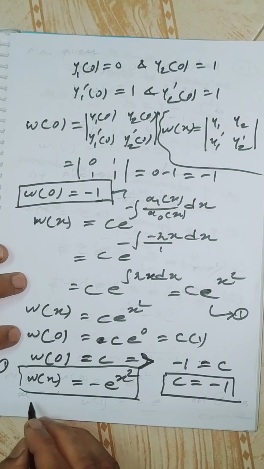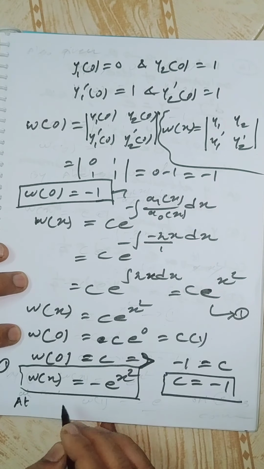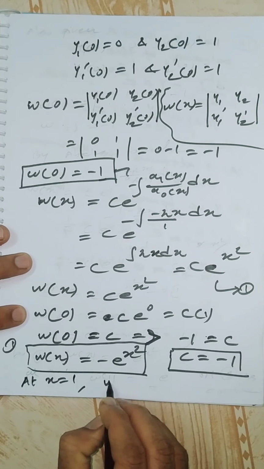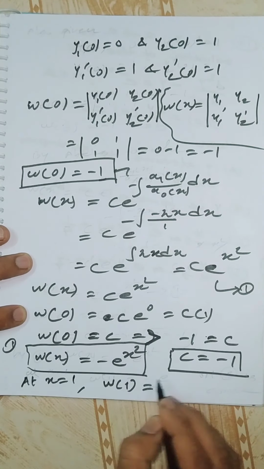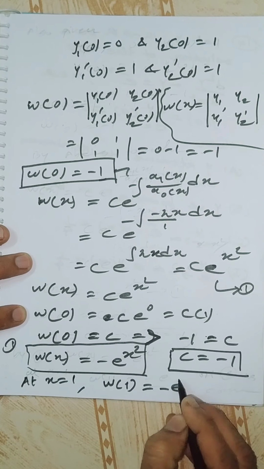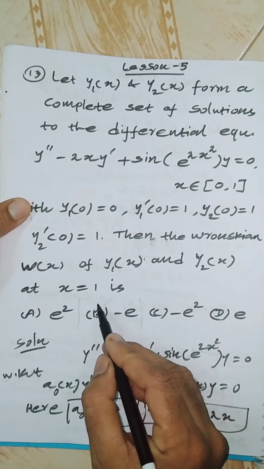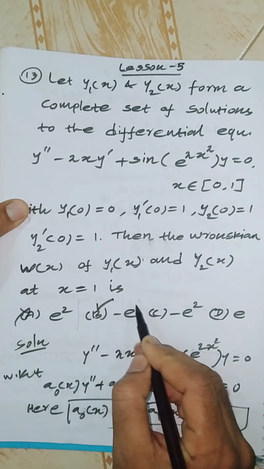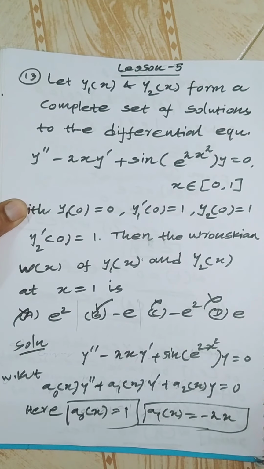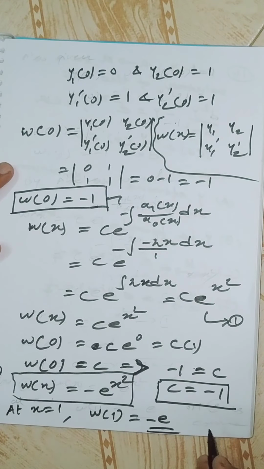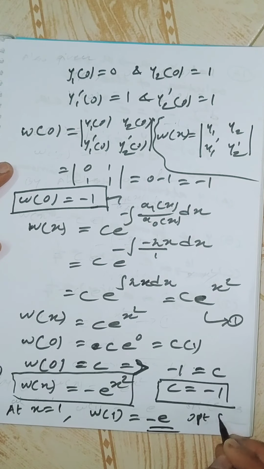Is it right? So at x equal to 1, now this becomes W of 1. So replace x ku bala namba 1 substitute panikalam, minus e power 1 square, 1 da. So we are getting minus e. So this is the option, minus e. B option is correct. So very easy one, option B is correct.